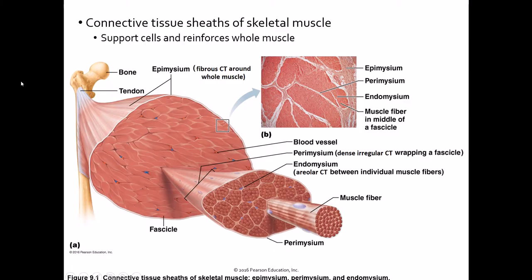So this is what a whole muscle looks like, and this happens to be your quadriceps muscle, which is your big thigh muscle, because there's your femur right there.